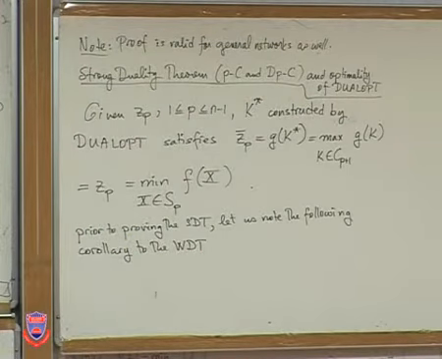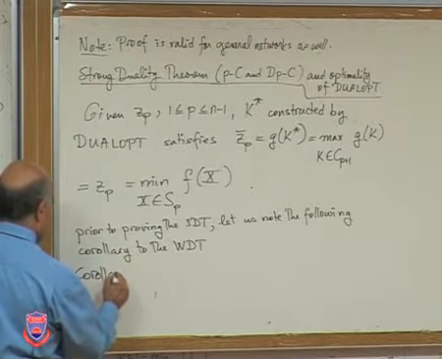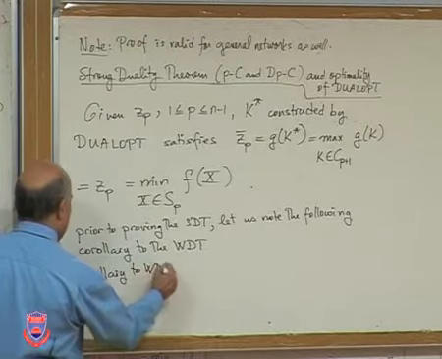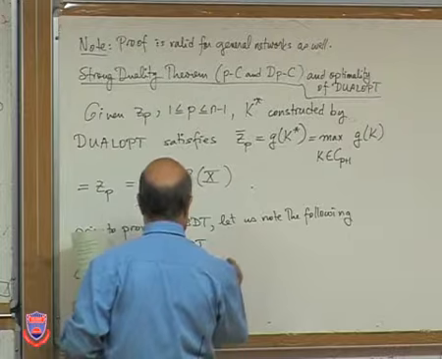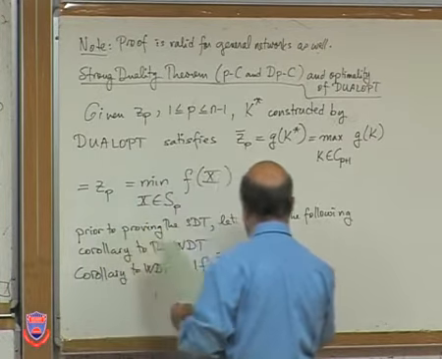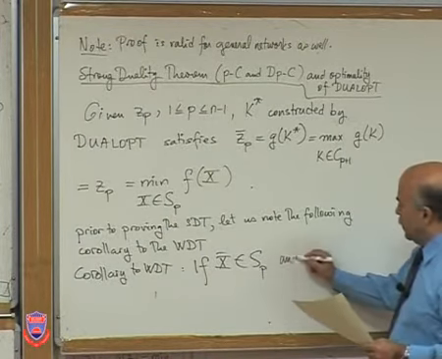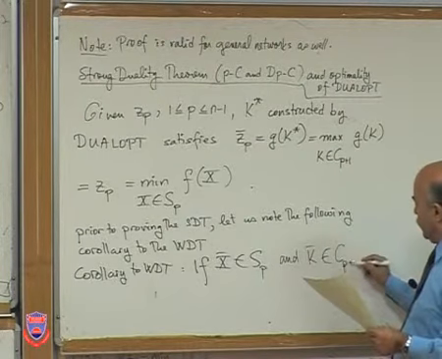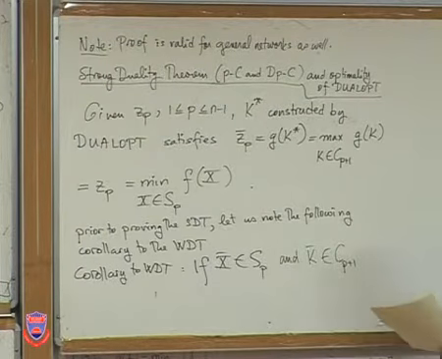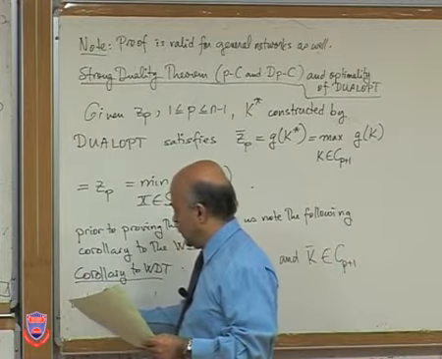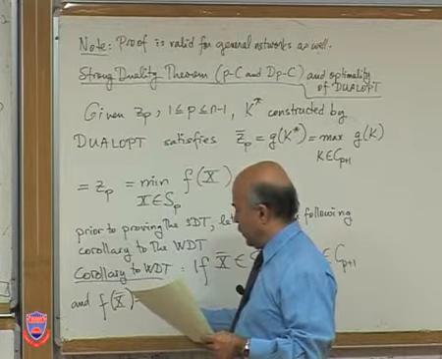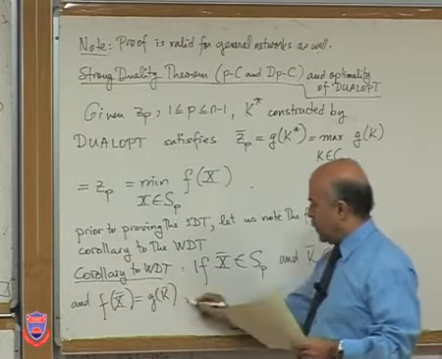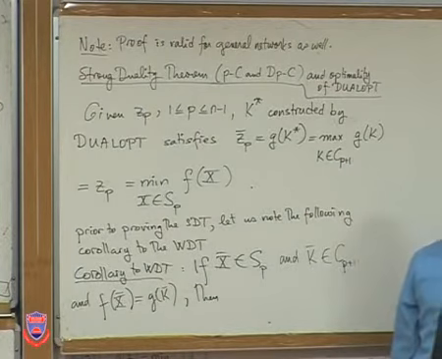So before I start proving the strong duality theorem, I want to note a corollary to the weak duality theorem that we stated here. If X bar is a feasible solution to the P-center problem and K bar is a feasible solution to the dual of the P-center problem, and if it also happens that f of x bar is equal to g of k bar, then what is the conclusion? Then they are optimal, right.